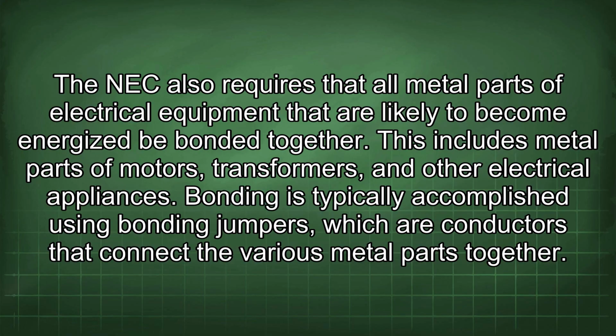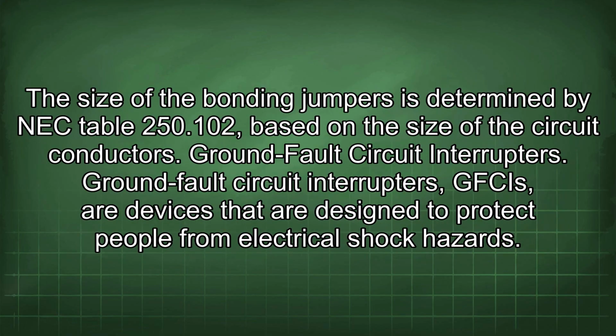Bonding is typically accomplished using bonding jumpers, which are conductors that connect the various metal parts together. The size of the bonding jumpers is determined by NEC Table 250.102 based on the size of the circuit conductors.